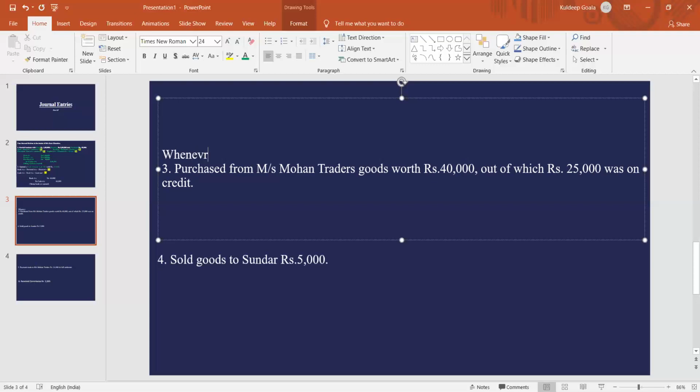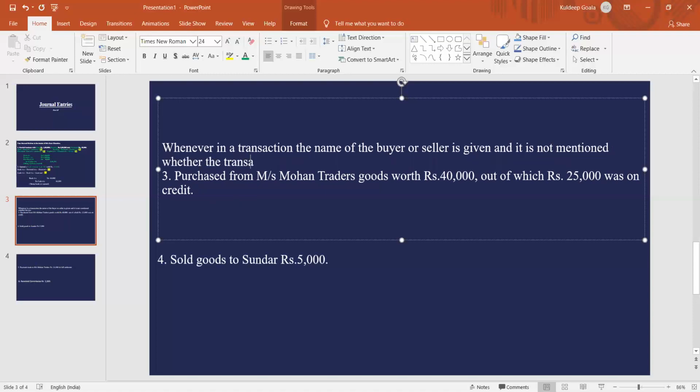Whenever in a transaction the name of the buyer or seller is given and it is not mentioned whether the transaction is cash or credit, it is taken as a credit transaction.